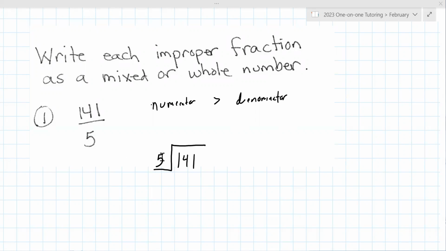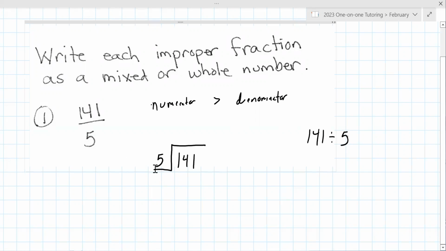So 5 goes into 141, divided by 5? Yes, but basically you're saying how many times does 5 go into 141? But yes, it is the other way around. No, it's definitely like this. You're trying to figure out how many times 5 goes into 141, and because we need a whole number here.